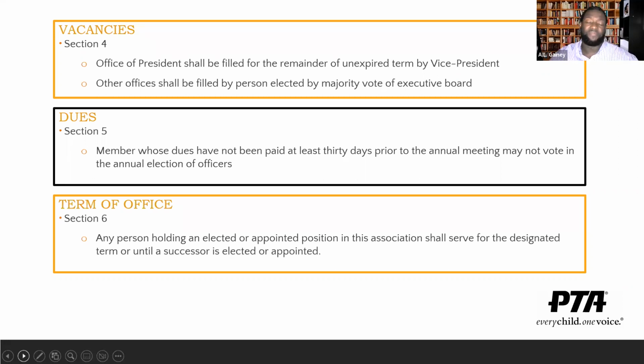Keep in mind that your executive board consists of all elected officers, your principal or their designee, and the chairs of any standing committees. Again, that is the elected officers, the principal and or their designee, and the chairs of any standing committees. Now, it is a good practice to provide as much notice to the executive board that you will be electing someone to fill a vacancy in advance.